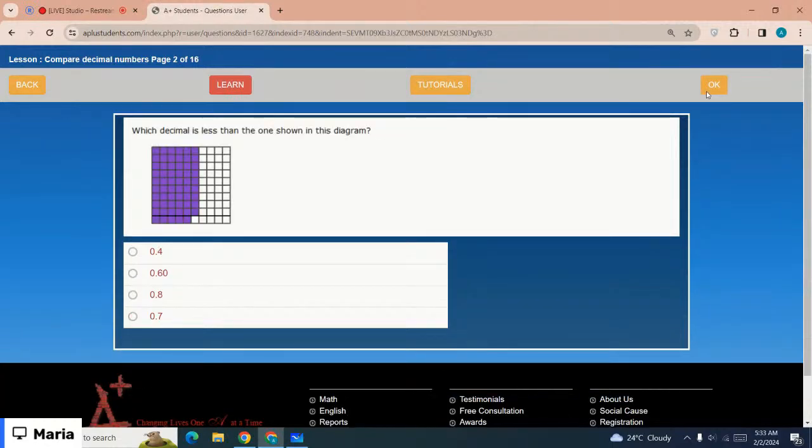Which decimal is less than the one shown in the figure? Shown in the decimal. Okay. This one is, I think, one, two, three, four. Four of them are white. So that means that is 0.59. So which is the number? Because 59 of these squares are colored. So that would be 0.59. So which is the number that is less than 0.59?